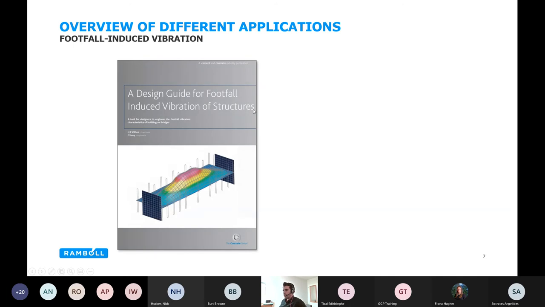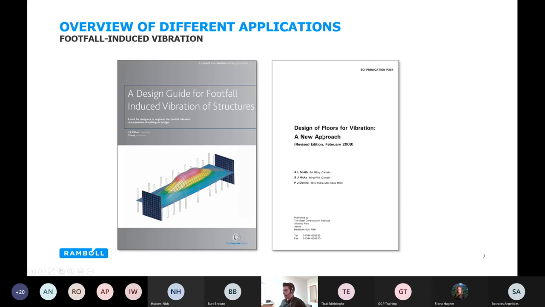There are several guidelines helping the design engineer with such a task, to design basically floor slabs for footfall excitation. There are guides published by the Concrete Center and the Steel Construction Institute for both concrete slab and steel concrete composite slabs.